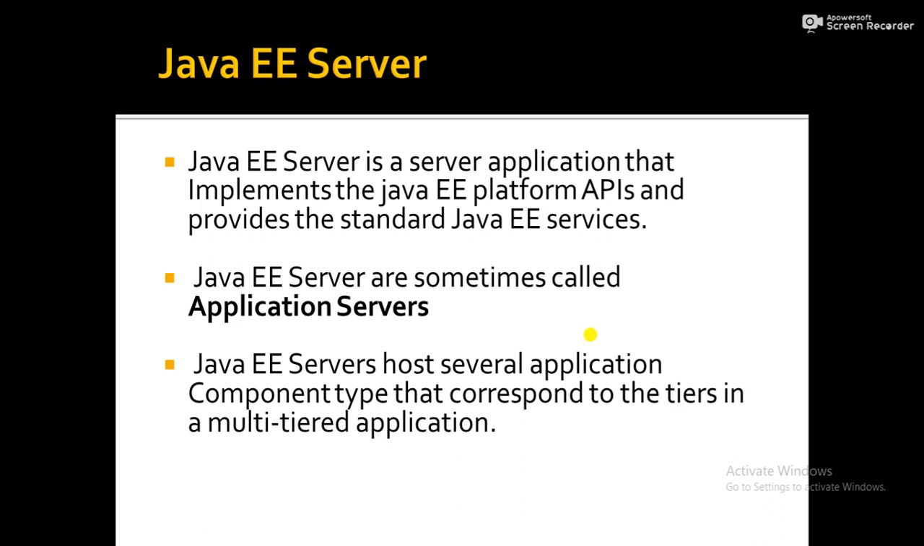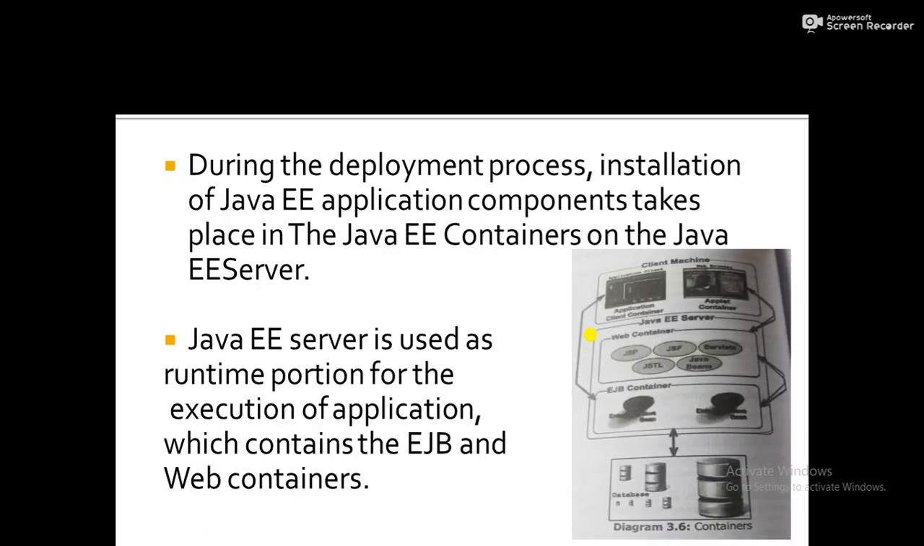The next point is that a Java EE server hosts several application component types that correspond to the tiers in a multi-tiered application. It means the Java EE server provides services to these components in the form of containers as well. Here is a diagram of the Java EE server. In that, it consists of a web container and an EJB container.